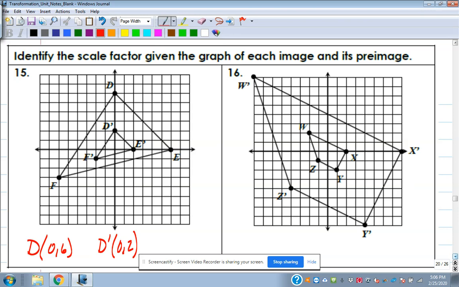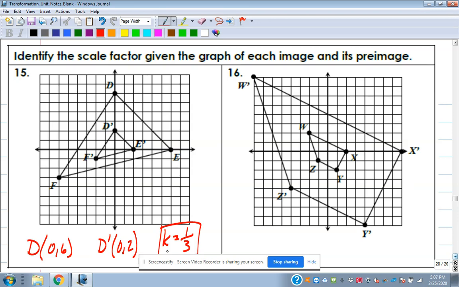How did we get from 6 to 2? Divide by 3, which is the same as multiplying by 1/3. So our scale factor is going to be 1/3. You've got to remember that D prime is your final answer, and original D is the pre-image. So be careful of that. Your scale factor's always got to be a multiplier. So when you say, okay, I divided by 3, think, oh, it means I multiplied by the reciprocal of that. That's what you want to think about.